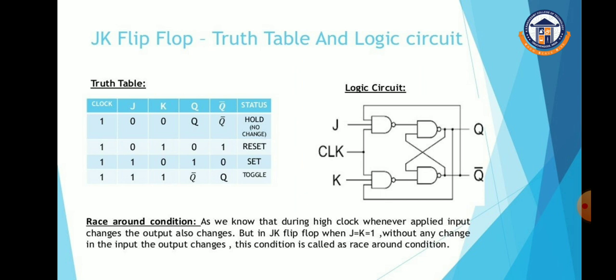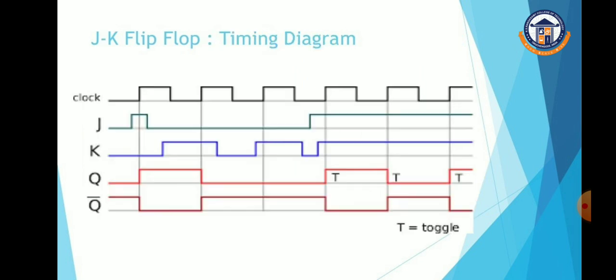And here we should know about the race around condition. As we know, when the clock is high, whenever the input changes, the output also changes. But in the JK flip flop, with J and K equal to 1, the output changes without any change in the input. This condition is called the race around condition. So this is the timing diagram of the JK flip flop, and we can see the toggling of Q and Q bar. Whenever Q is high, Q bar is low, and whenever Q is low, Q bar is high, that is the toggling function.